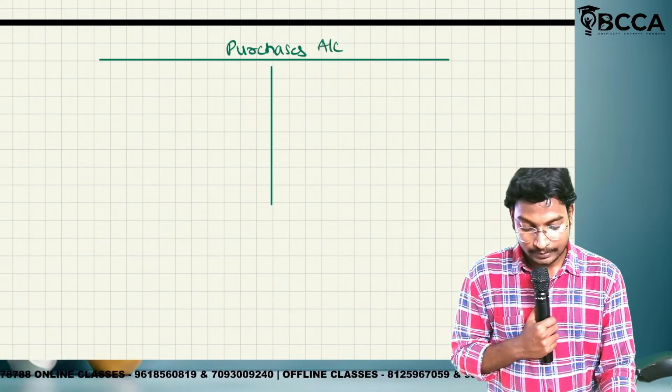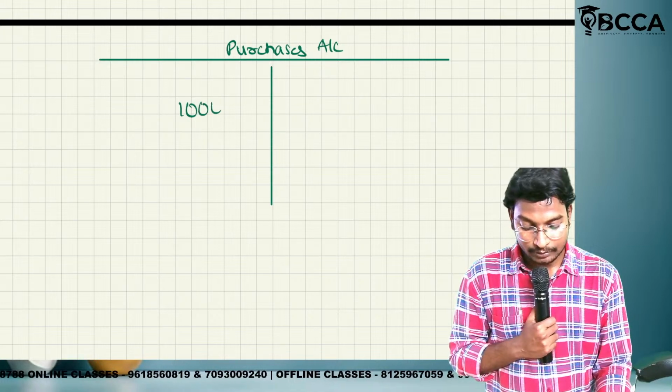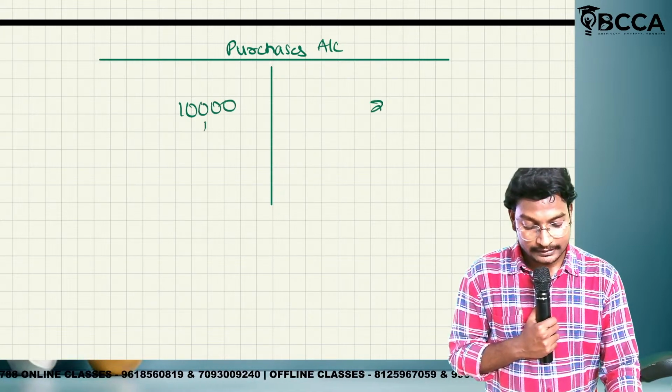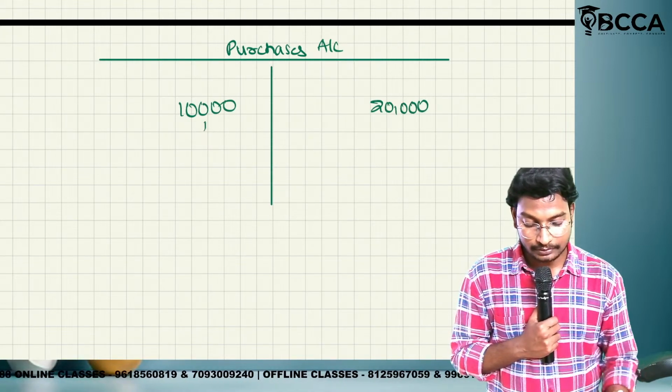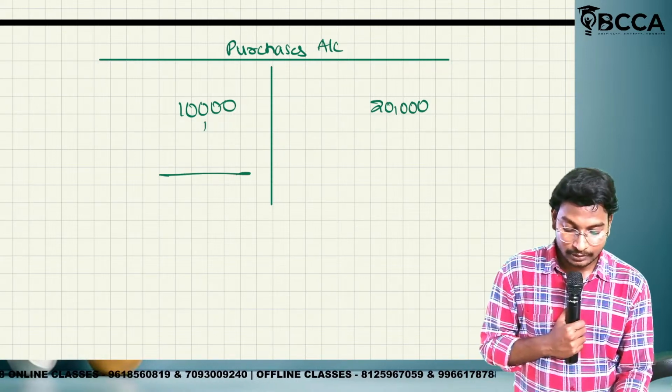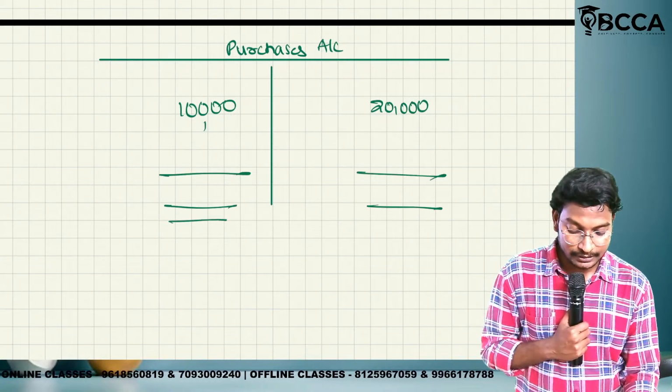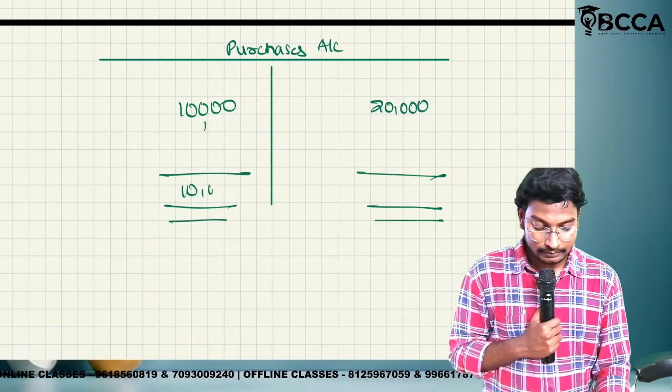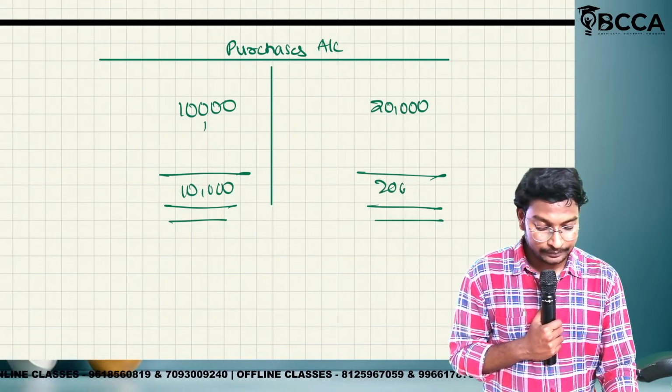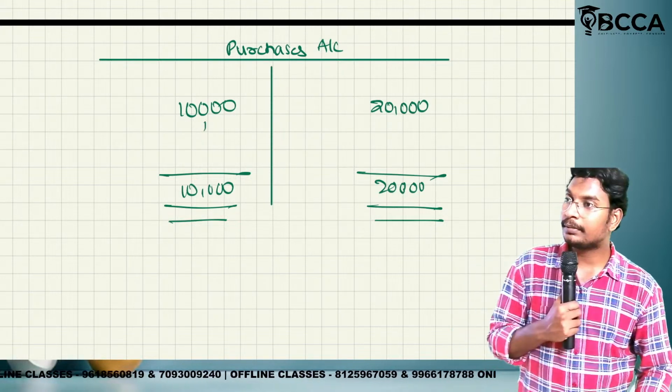Which account? Purchase. On the debit side we have the amount of 10,000 rupees. On the credit side we have the amount of 20,000 rupees. We only record the totals. What is the debit total? 10,000. What is the credit total? 20,000. Then after this we are going to prepare the trial balance.